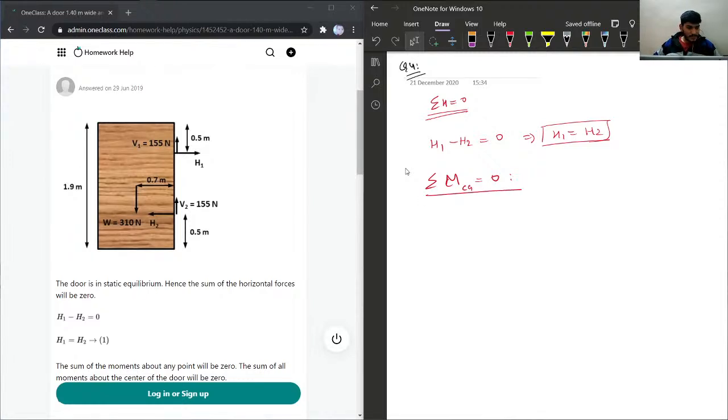This is the CG and we'll take anti-clockwise as positive. Let's start with this weight. The weight is acting at the CG point. For the weight, the force is going through the point about which we are calculating the moment, so this will become 0. This force will not contribute to the moment about CG.